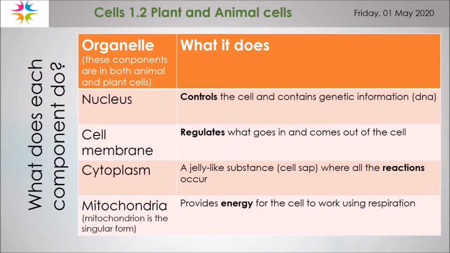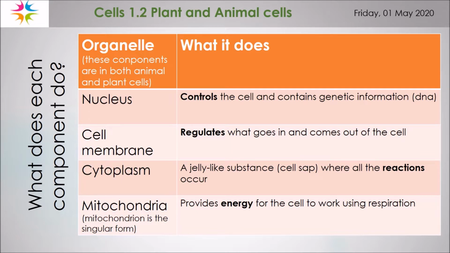Now we're going to look at what these components in a cell do. So these are components that are in both animal and plant cells. I've just seen that I've made a spelling mistake. They are components, not components.